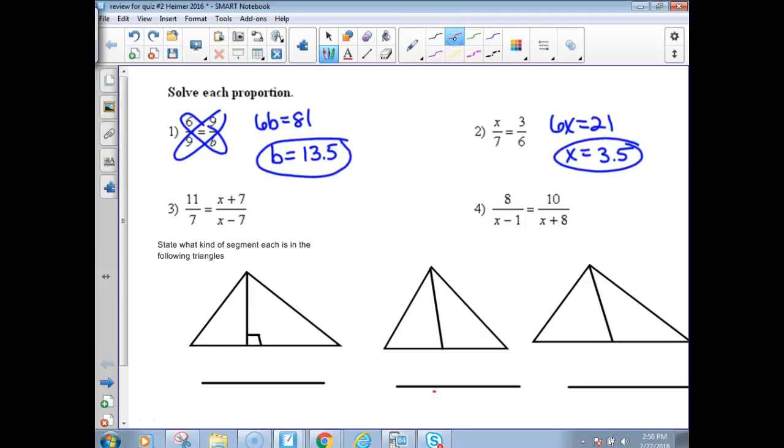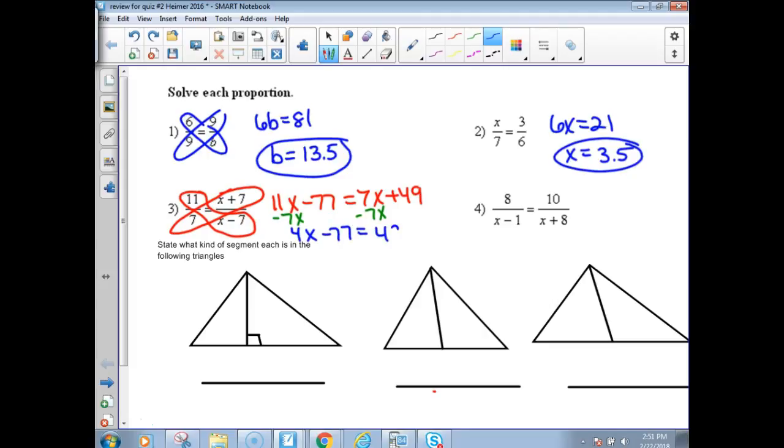On number 3, cross products, you got to be more careful because you got to distribute. So your first step would be 11 times x minus 7, giving you 11x minus 77. And then cross multiply the other way would give you 7 times x plus 49. You would then need to subtract 7x from both sides. And I realize there are many of you that don't need to write these steps or don't write them anymore. That's okay with me, as long as you're doing your algebra correctly. And I taught you anyway to be thinking like I'm saying it.